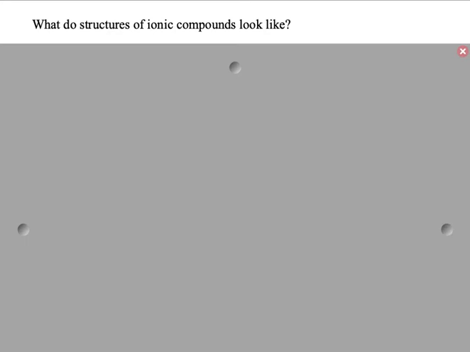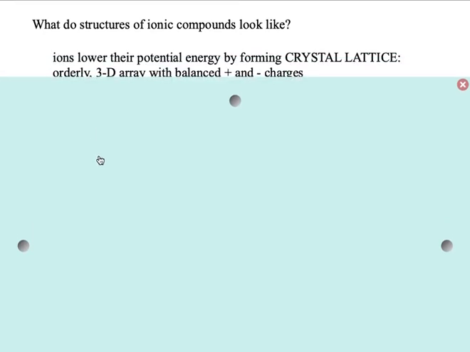So what do ionic compounds look like on the submicroscopic level? Well, the ions lower their potential energy by forming what is called a crystal lattice, and that's a very important term. A crystal lattice is an orderly, 3-dimensional array extending in all dimensions with balanced positive and negative charges.